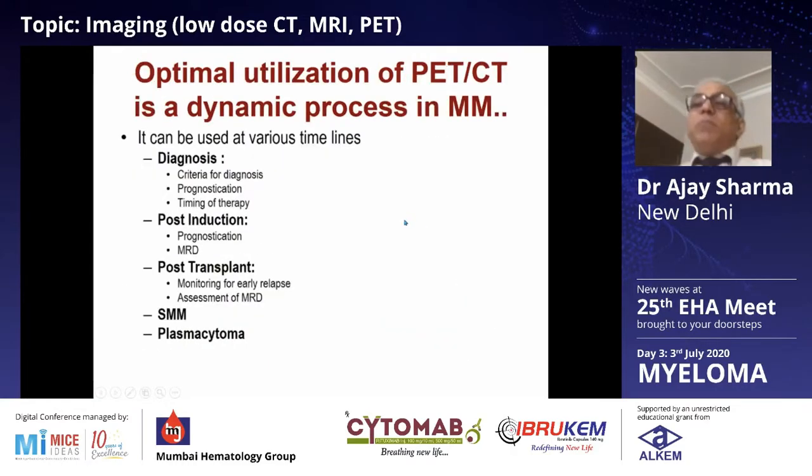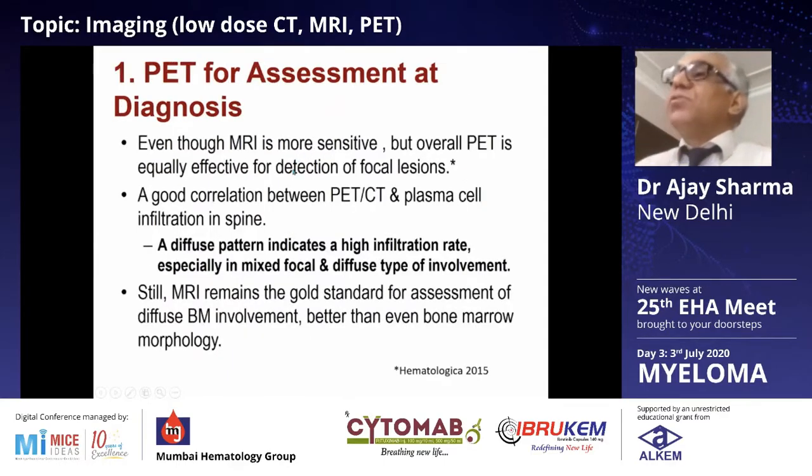But the optimal utilization of PET-CT is a dynamic process. It can be used at diagnosis for the criteria, prognostication, and timing of therapy. It can be used post-induction, post-transplant, in smoldering myeloma and plasmacytoma, as we will see in the next few slides.